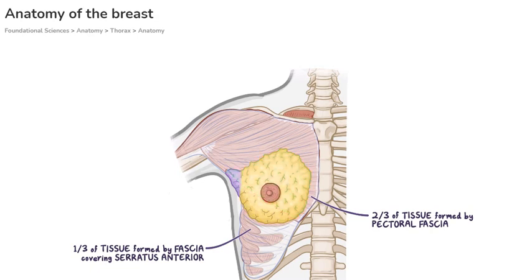A small part of the breast might extend along the inferior lateral edge of the pectoralis major, going towards the axillary fossa or the armpit. Here it forms the axillary process or tail, called the tail of Spence.